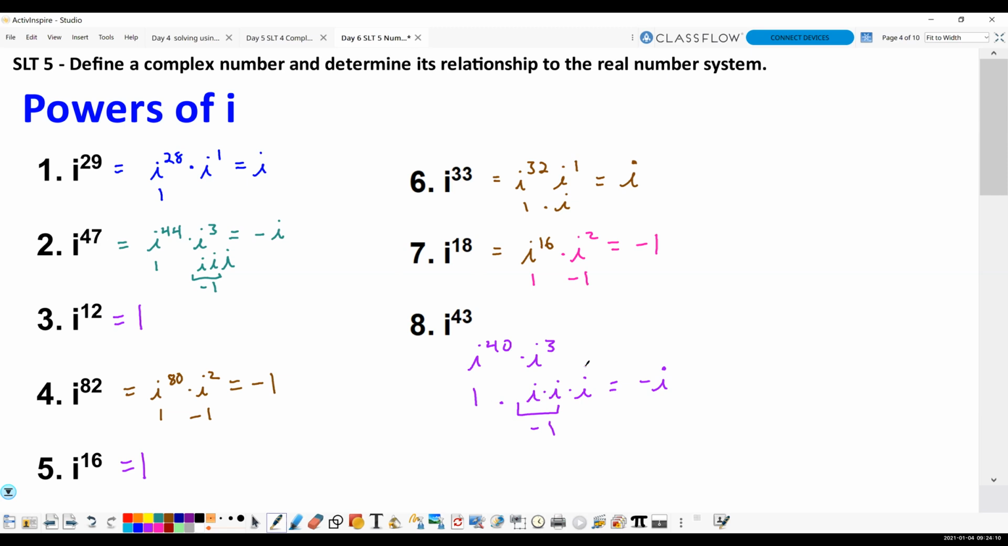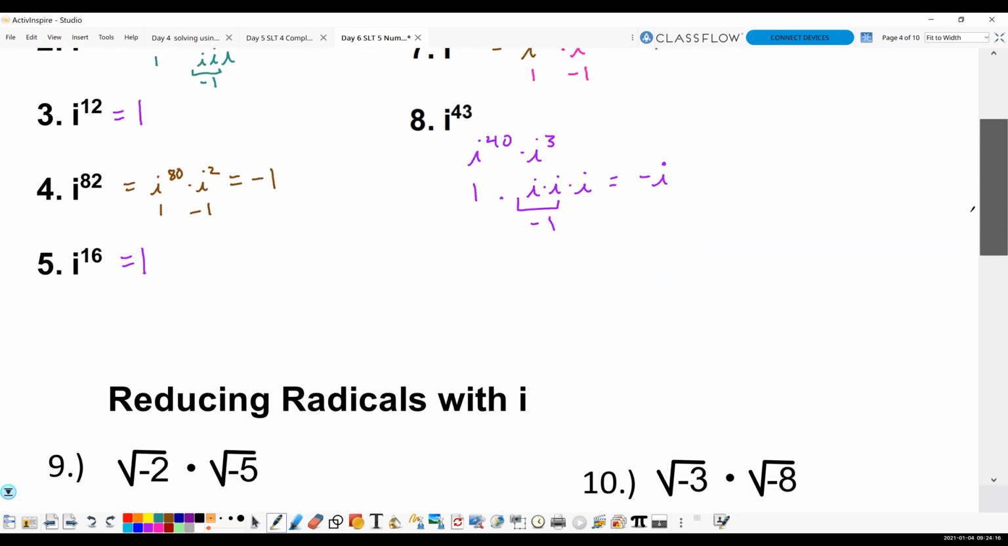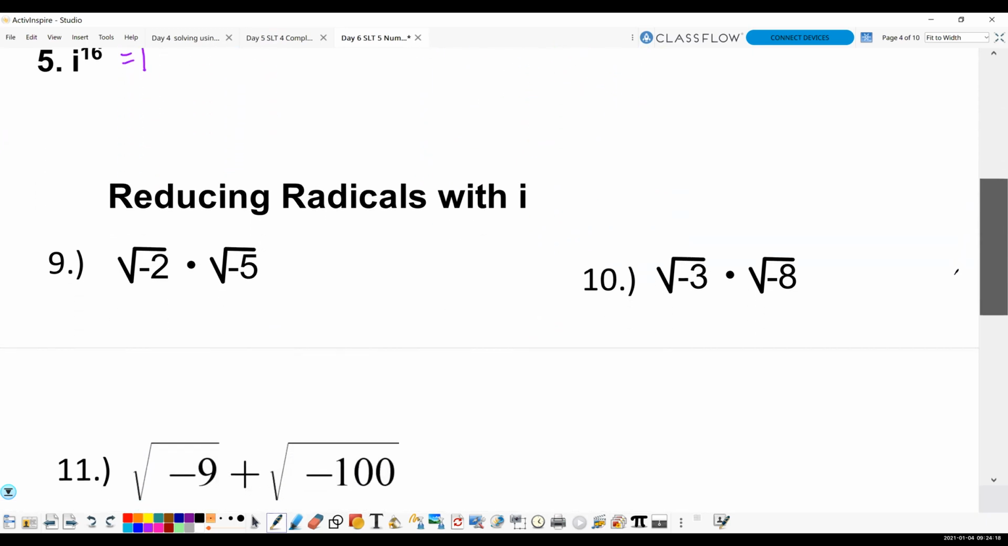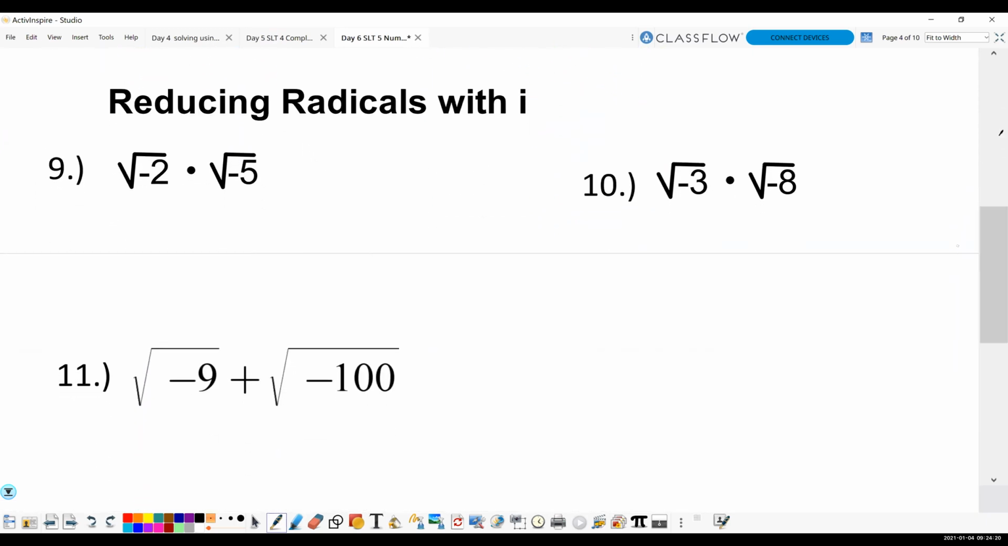What I also want to do on this page is talk about reducing radicals with I. I want to point out some common mistakes. So if I have a problem like number 9, I need you to fight the instinct of multiplying the -2 and the -5. That is a really big instinct kids have, and you need to fight that. Don't just make this the square root of 10. This is what we need to do.